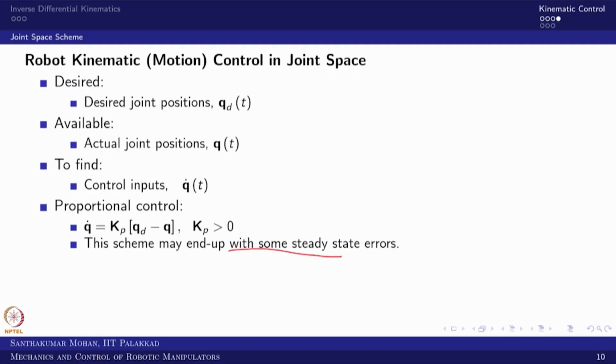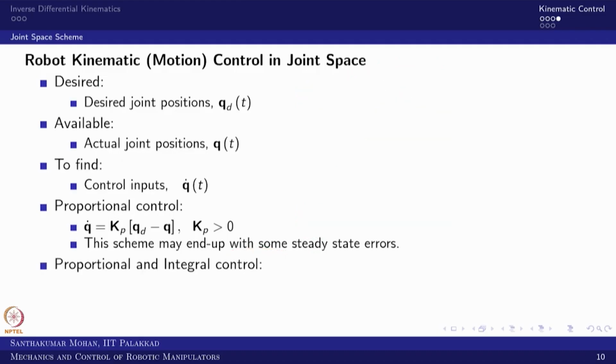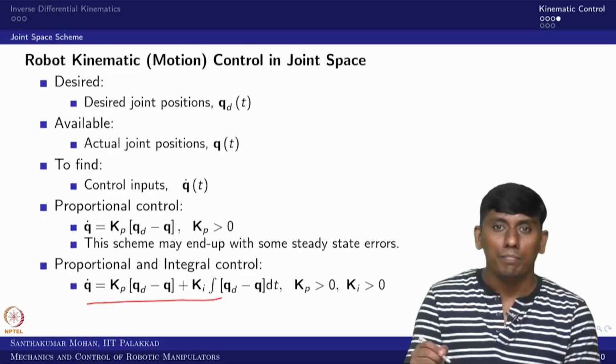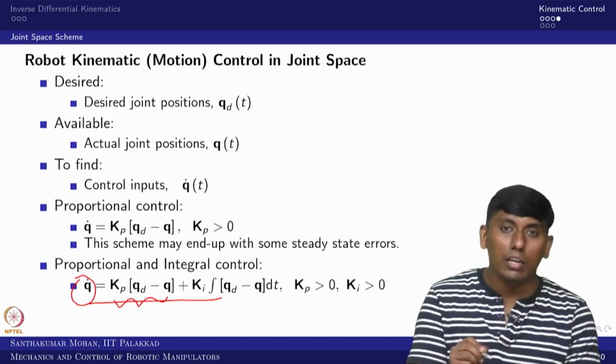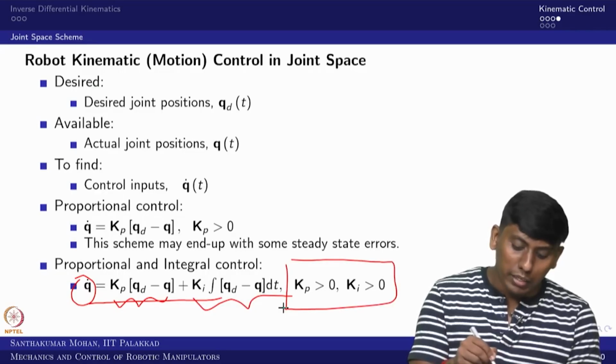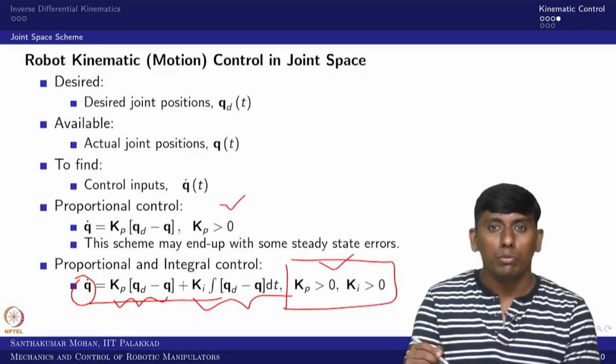So this may end up with some steady state error as long as q desired dot has some non-zero value, okay. So in order to overcome that, people come up with proportional and integral control. So then you can see this is the way we can write it. The q dot can be written as a proportional control and integral control, right. Further, it requires that both control gains are positive. So that is what you need to know.